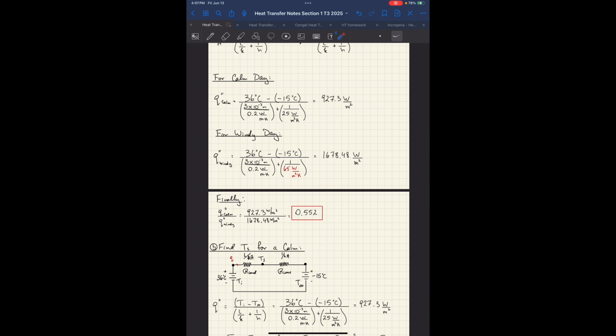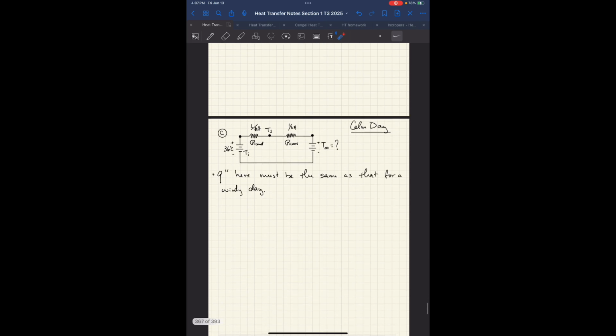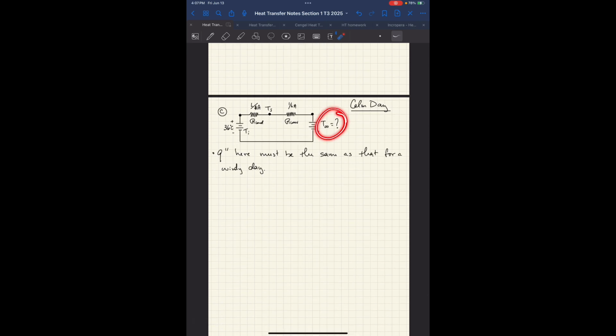So that's the whole idea of, oh, it's such and such degrees outside, but it feels like this. That's basically what we're doing right now, a similar calculation. What does it have to be outside to have the same heat loss on a calm day? So we're now looking for T infinity. However, we're assuming that the heat loss is the same as the windy day. So Q double prime here must be the same as that for the windy day. So I need to be losing almost 1,700 watts per meter squared.